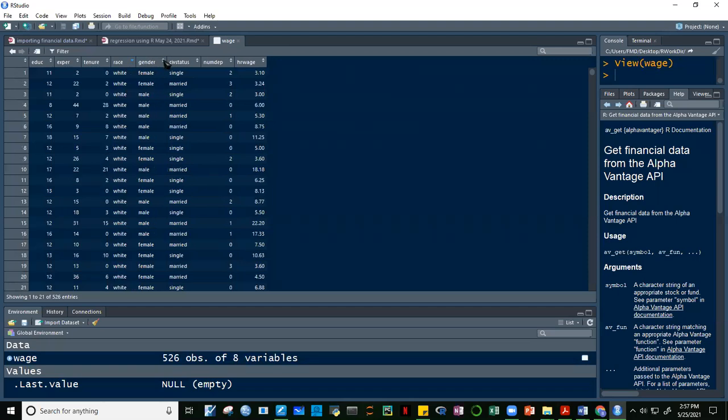Gender naman, female at saka male, no? Okay, that's a gender. And then here, civil status, single or married, no? And the number of dependents, kung ilan yung anak, tapos hourly wage per hour na wage dun sa company. So we have 1, 2, 3, 4, 5 variables that are quantitative. 3 are categorical. Okay, 3 categorical, 5 quantitative.